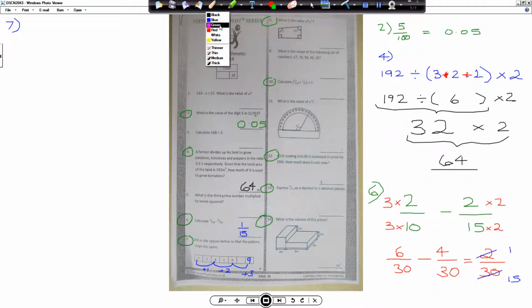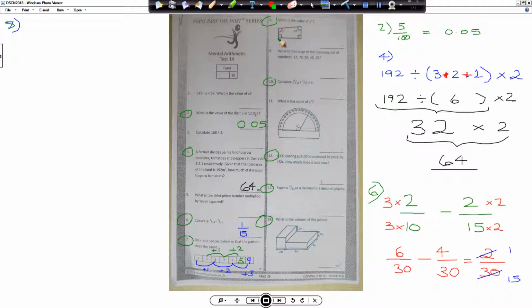Now let's do the other one. So we say 2 add 1 is 3, and then 3 add 2 is 5. So what we're doing is we've got a pattern within a pattern, and the pattern is increasing by 1 more each time. So the missing numbers are 5 and 9. Done. Okay, we've done number 7. Number 8.